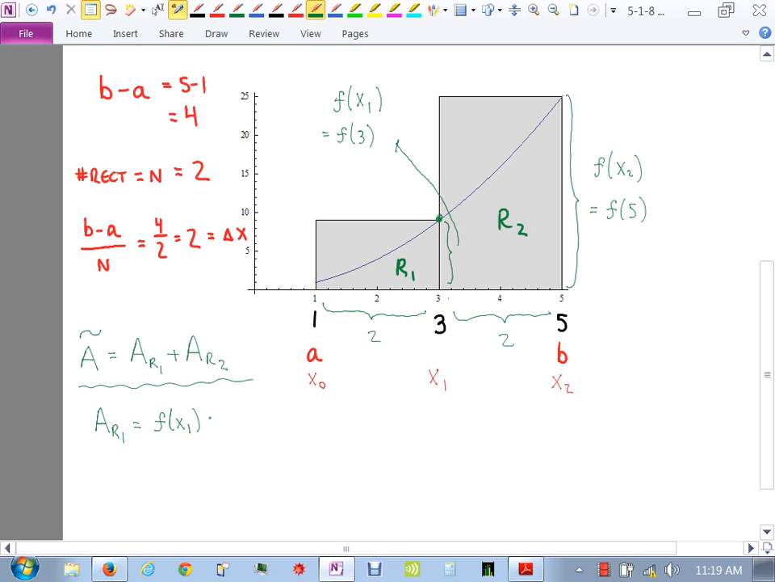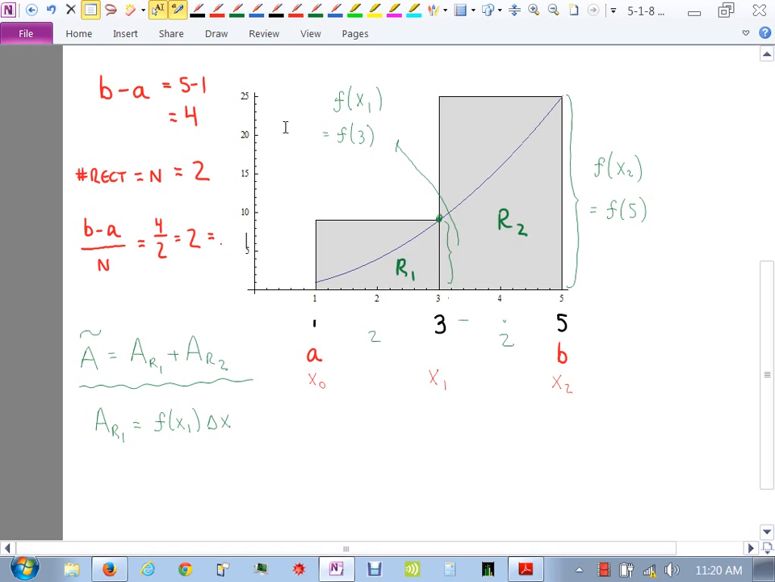That's the width of the whole interval. Yes, it's x1 minus x0, but it's the common width of all the rectangles. And wasn't the common width of all the rectangles our delta x? That's right. Where did my delta x go? I don't know if I erased it. I was having that same issue last night. Okay, I'm going to just put delta x here. It's probably going to reappear here in a second.